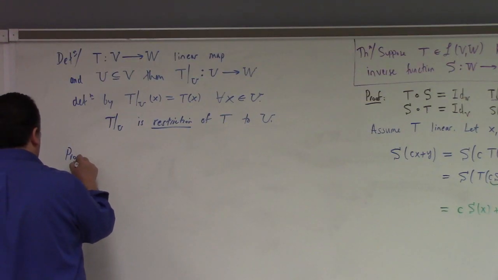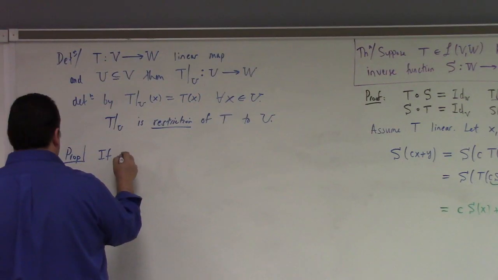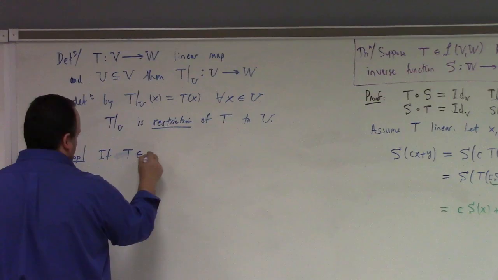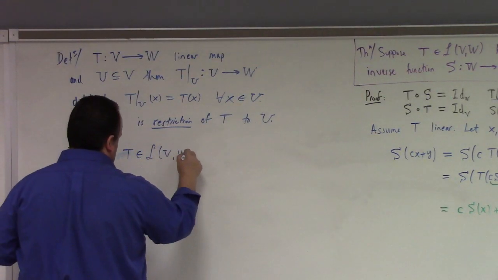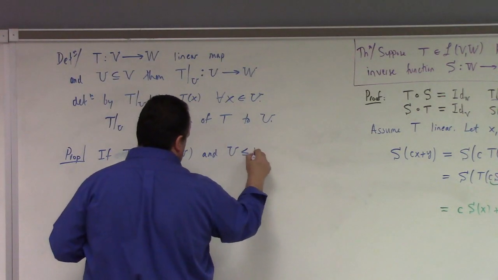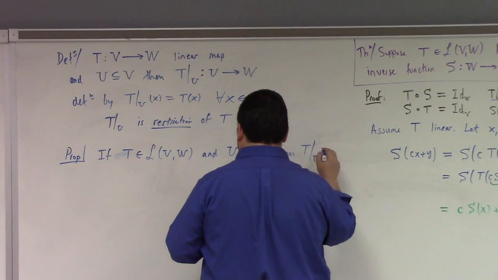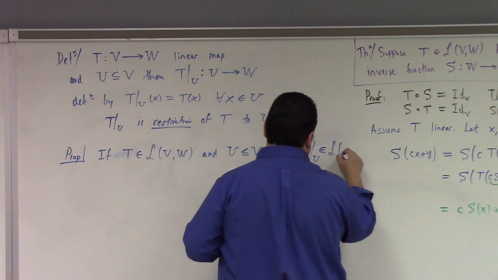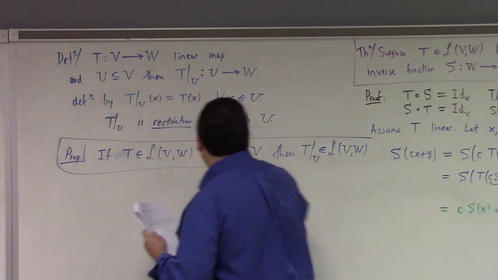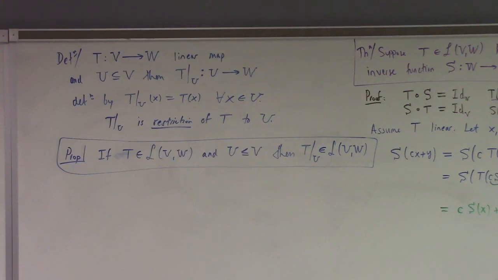Proposition, and I won't prove this one because I've proved enough boring things today. I'm sorry, everything was interesting. If T is a linear map from V to W, all right, and U is a subspace of V, then T restricted to U is a linear map from U to W. In other words, if we restrict a linear map to a subspace of the domain, it's still a linear map.